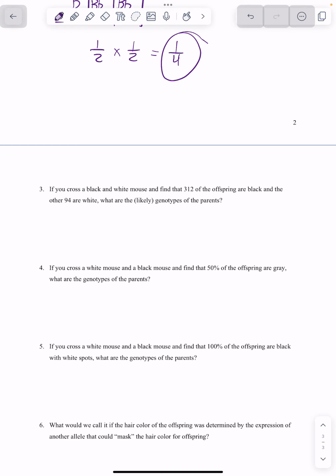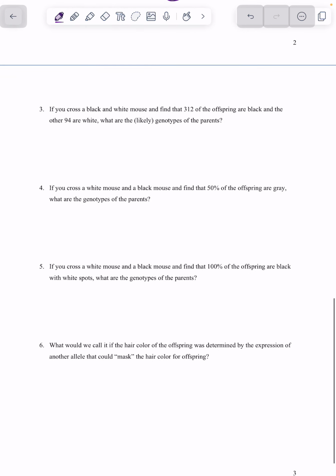Number 3, if you cross a black mouse and a white mouse and find that 312 of the offspring are black, the other 94 are white, what are the likely genotypes of the parents? All right, so I see here a 3-to-1 ratio. And I'm seeing one phenotype here, one phenotype here. I do not see any blend of phenotypes in the resulting offspring generation. So I'm likely seeing just simple dominance at work here.